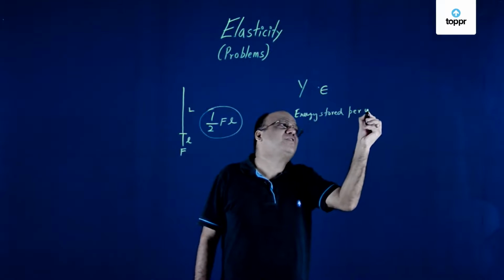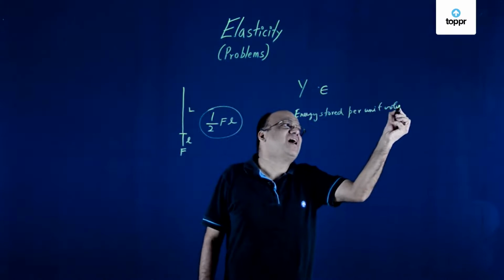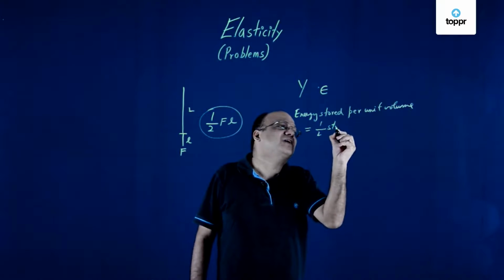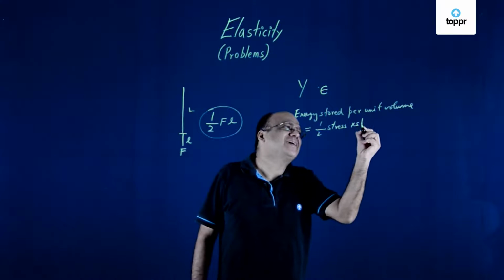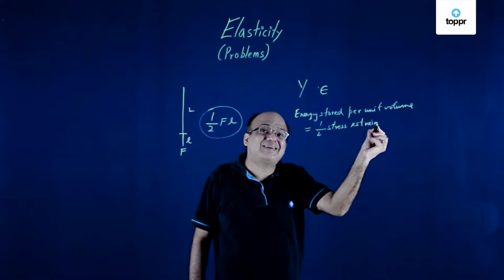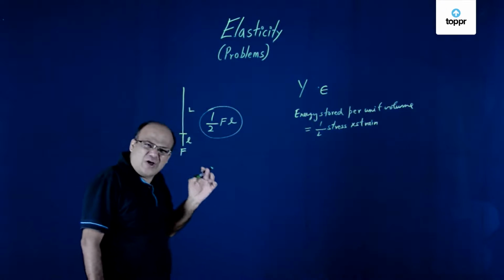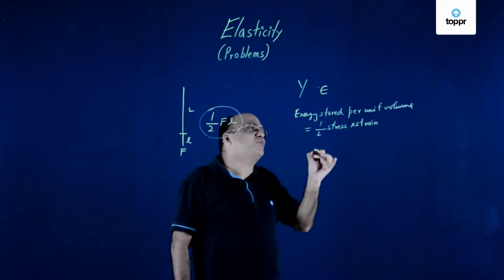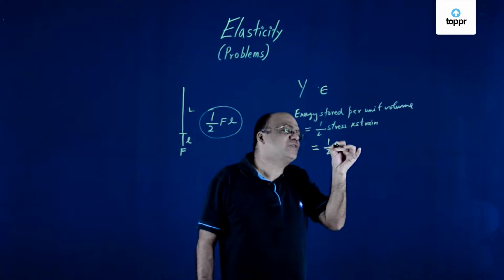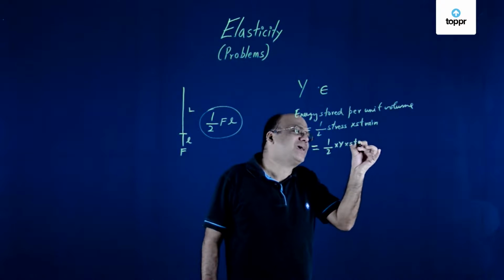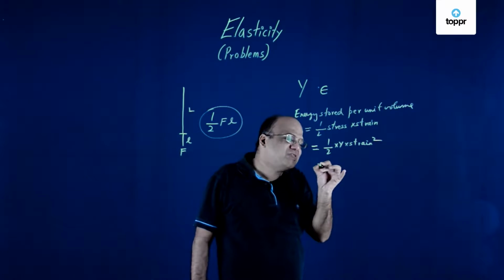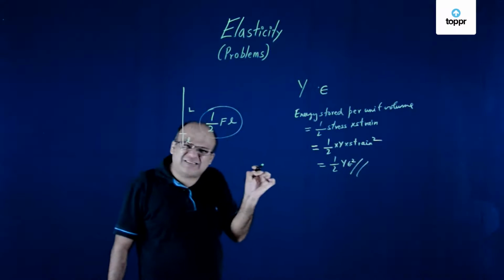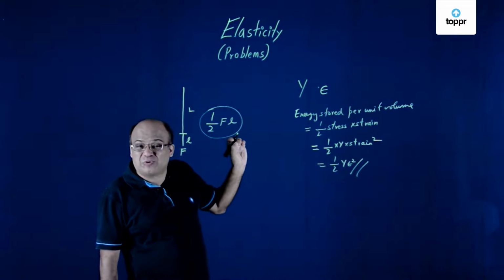This is given by what formula? This is half stress into strain. What is stress? Stress is Y into strain, right? Y is stress by strain. So stress is Y into strain. So we get the formula as half into Y into strain square. So therefore this is equal to half Y epsilon square.